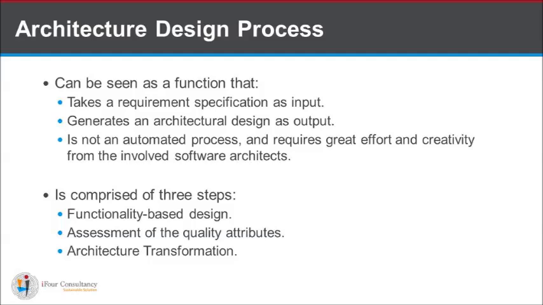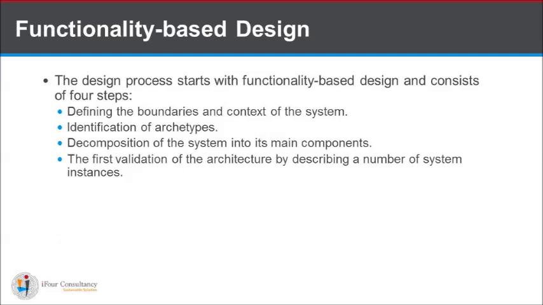This is comprised of three steps: functionality-based design, assessment of the quality attributes, and architecture transformation. The design process starts with functionality-based design and consists of four steps: defining the boundaries and context of the system, identification of archetypes, decomposition of the system into its main components, and the first validation of the architecture by describing a number of system instances.